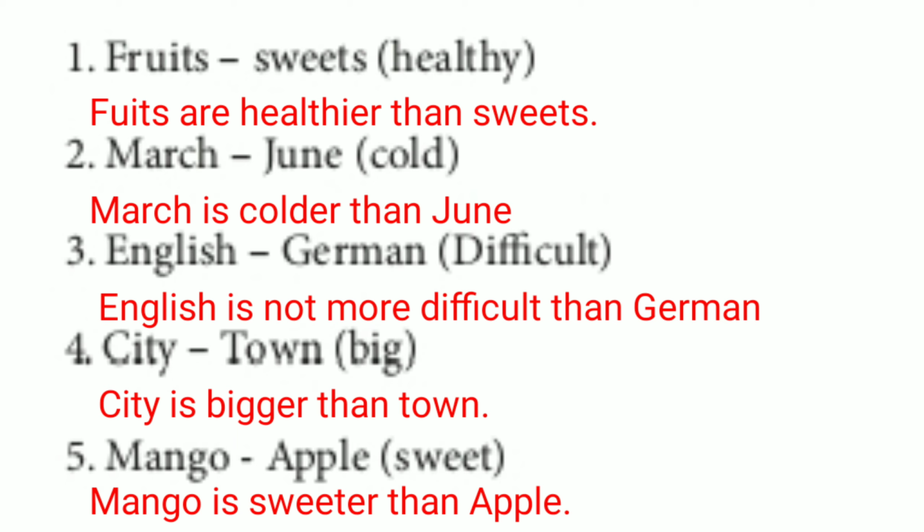So you are comparing fruits and sweets. Next one, March and June are there, and you have the bracket word cold. March is colder than June. Third one, English and German is there, and difficult you should use. You have to compare it. English is not more difficult than German. Next one, city and town are there. Bracket word you have big. City is bigger than town. Fifth one, mango and apple are there, and the bracket word is sweet. Mango is sweeter than apple.